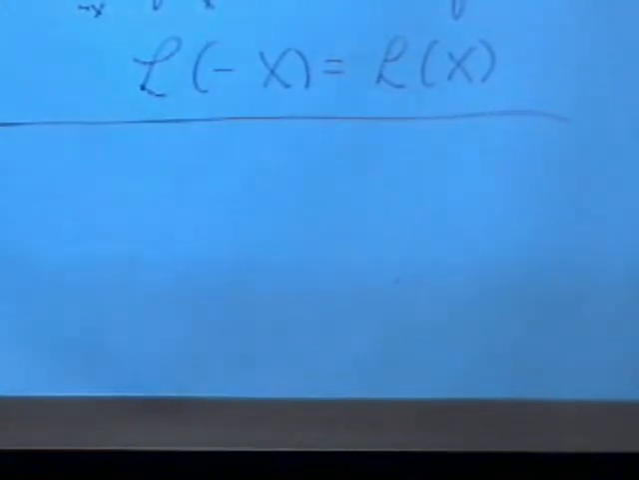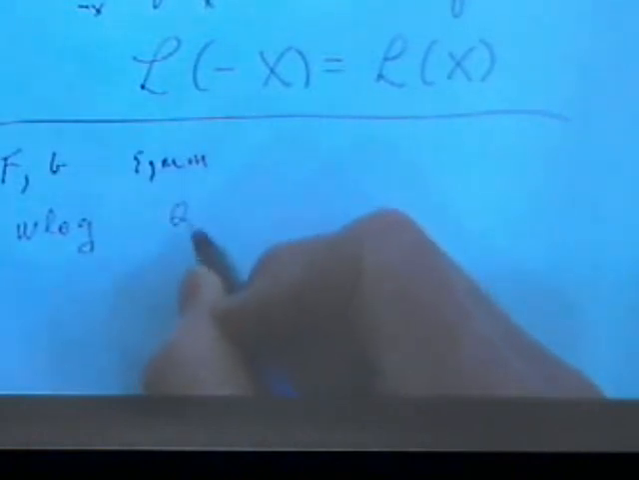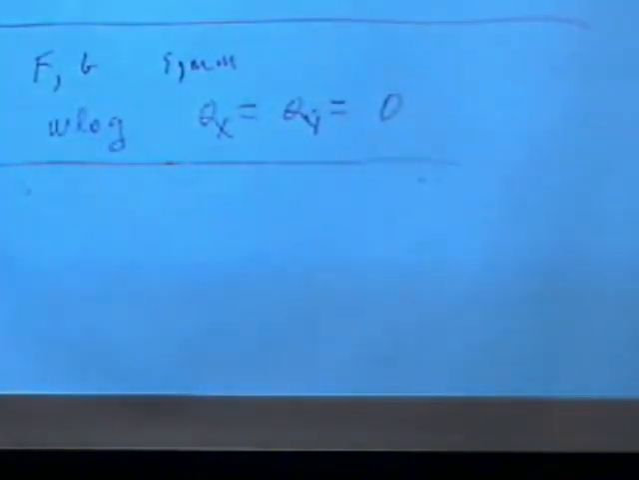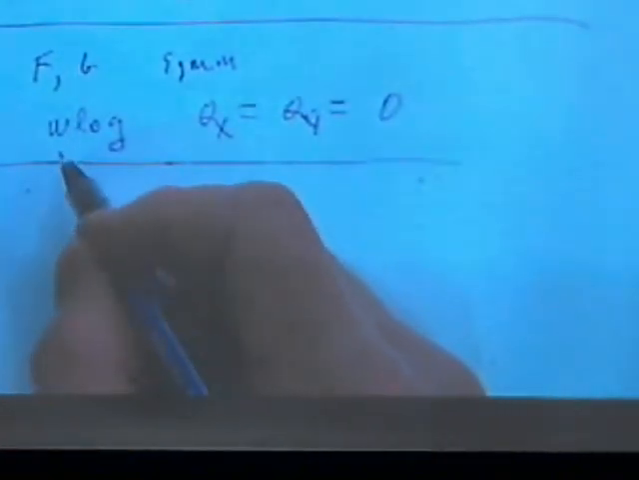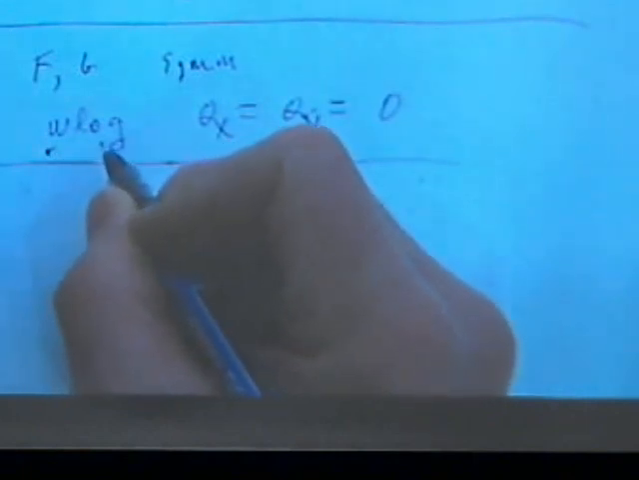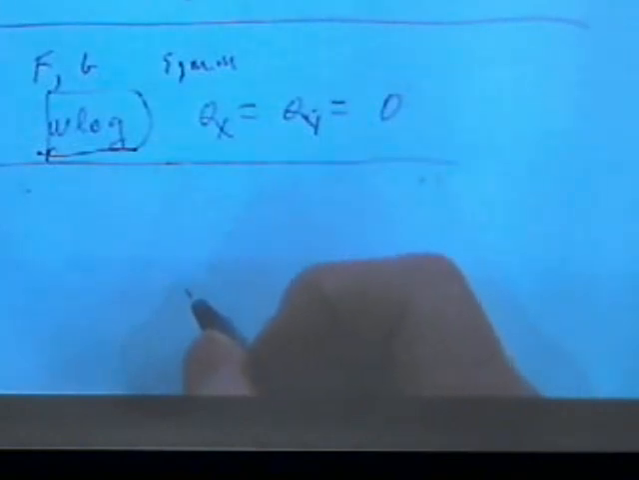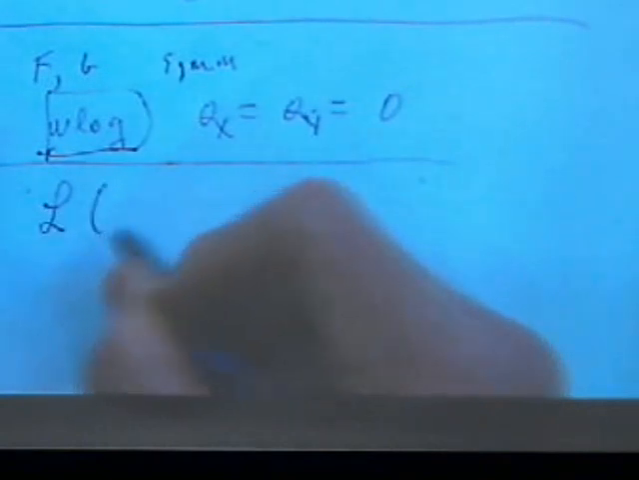And I want to do the same thing with Mann-Whitney, so we're going to assume that F and G are symmetric. And then, without loss of generality for this argument, the medians are 0. Actually, I want symmetry. This is without loss of generality. That's what that stands for. Without loss of generality.